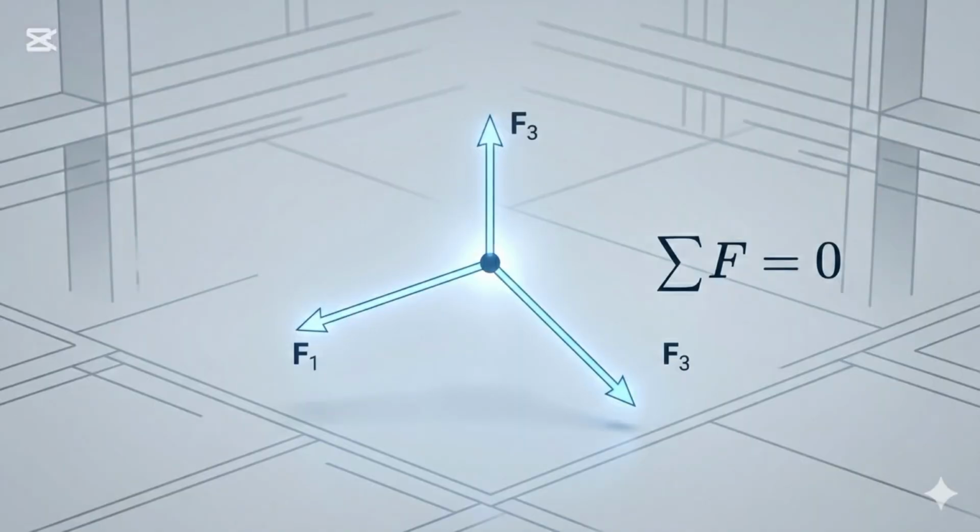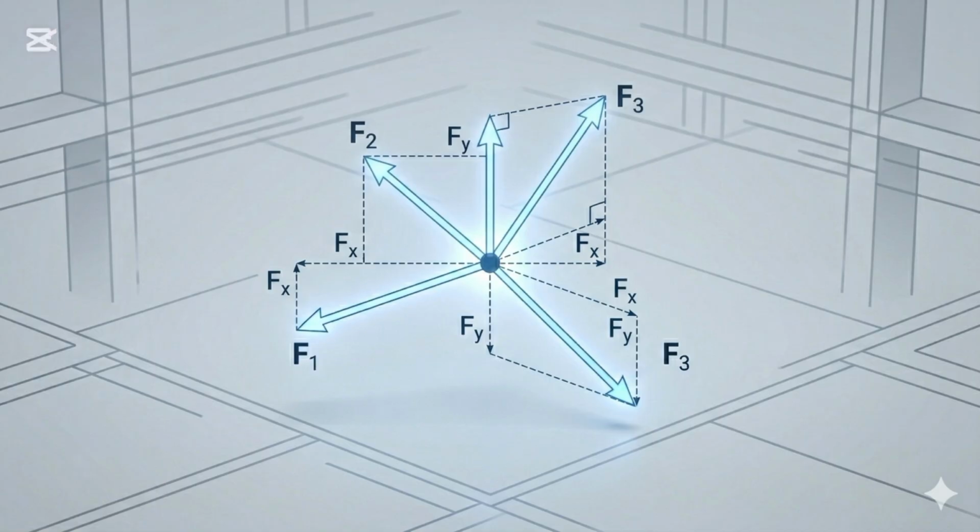Now let's discuss the equilibrium of particles. A particle is a body whose size is negligible compared to the forces acting on it. In such cases, we only consider the forces and ignore any rotational effects. For a particle to be in equilibrium, the vector sum of all forces acting on it must be zero. This means all forces balance each other in such a way that there is no motion.